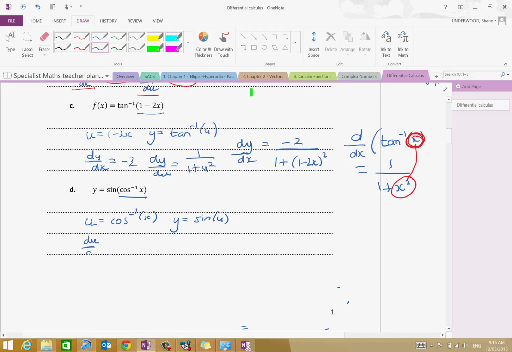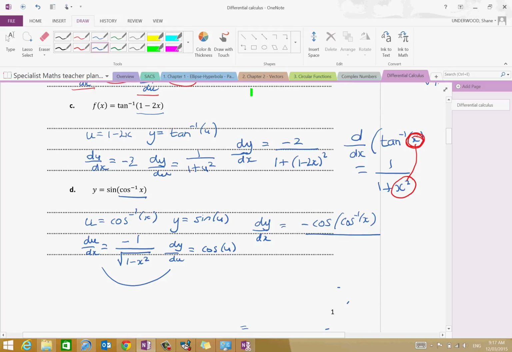du dx is equal to, from our formula sheet, what is it? Negative 1 over the square root of 1 minus x squared. Is that correct? Good. And dy du is equal to cos of u. Cos of u for the time being. So therefore, dy dx, applying this and multiplying these two out here, is equal to negative cos of whatever u is, which is inverse cos of x.